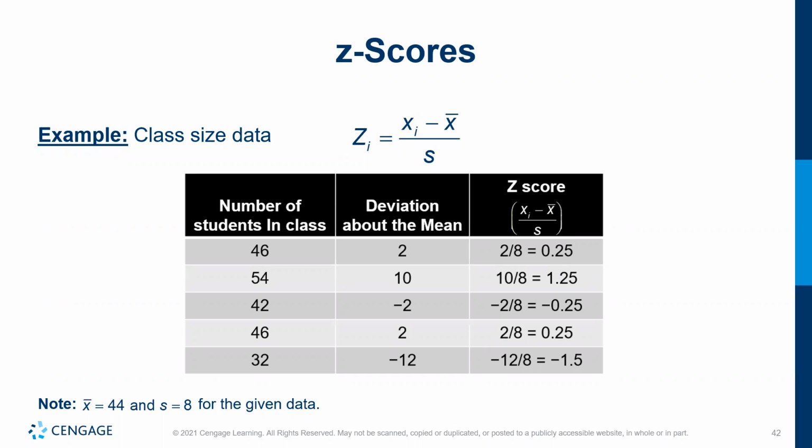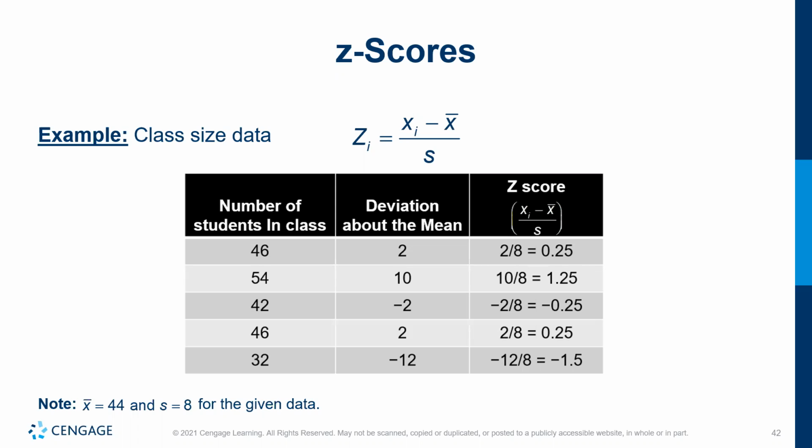So here's our class size data. Looks like they looked at 5 different classes, counted the number of students in the class, found the mean. So by taking all these, adding them up, dividing by 5, the mean is 44, and then calculating the standard deviation, which is 8. So then you can calculate the z-score of each of these, which is, let's see, 0.25, 1.25, negative 0.25, etc.